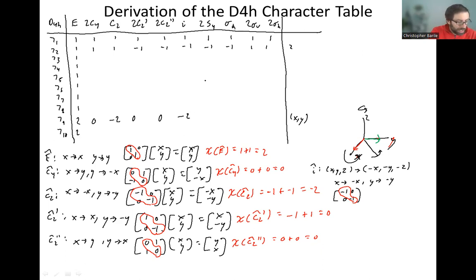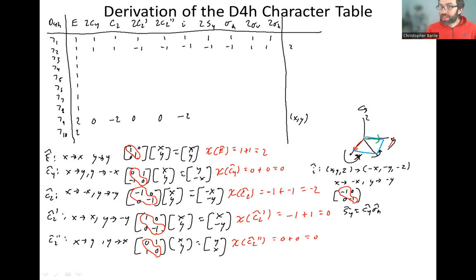Negative 2. All right, next one, S4. The S4 operation is equal to a C4 followed by a sigma H. Okay? So, what did a C4 do? It took X going to Y, and then we do a sigma H. Well, remember the sigma H, that mirror plane, is in the XY plane.